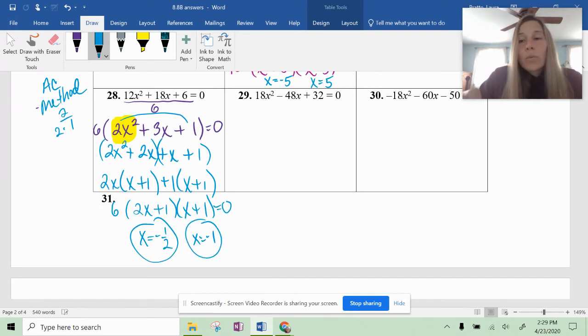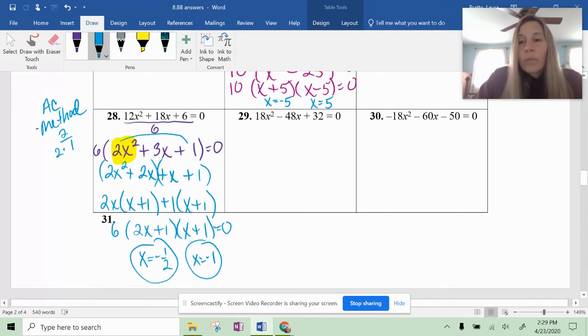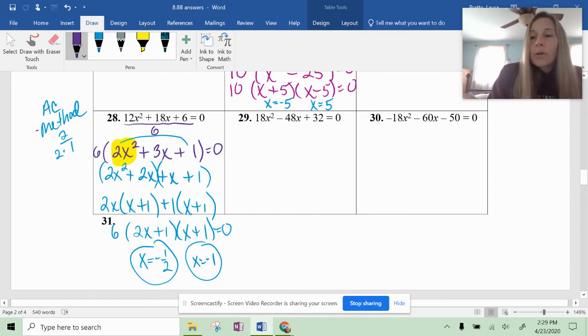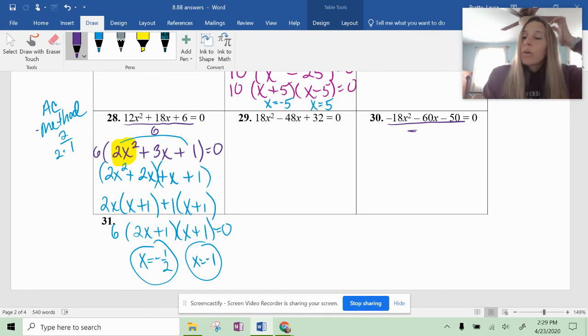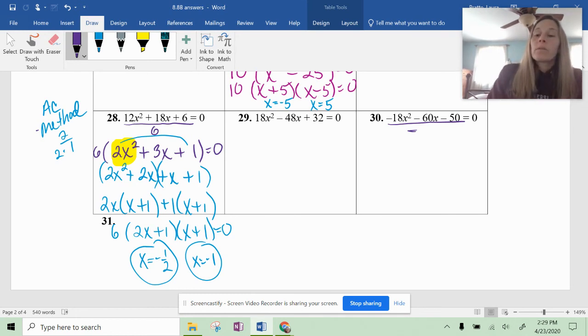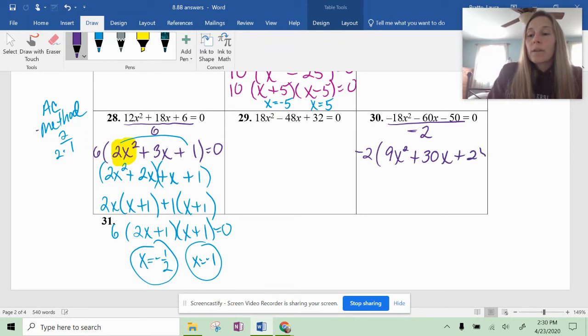All right, I'm going to do one more of these. So this last one here, I want to take out definitely a negative, and then I'm looking to see what is my common factor here between 18, 60, and 50. So thinking about this for a minute, we know we can take out 2 from everything. So let's see if that works. If I take out a -2, I'm left with 9x squared plus 30x plus 25.